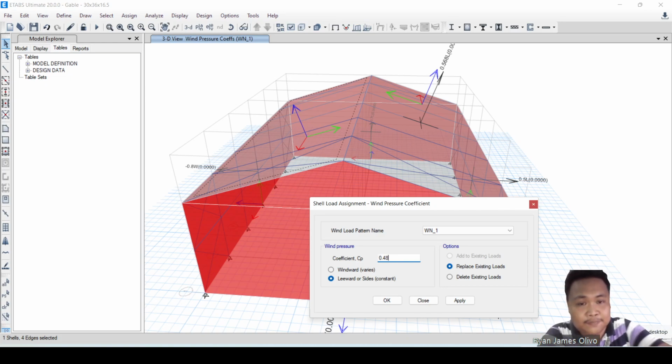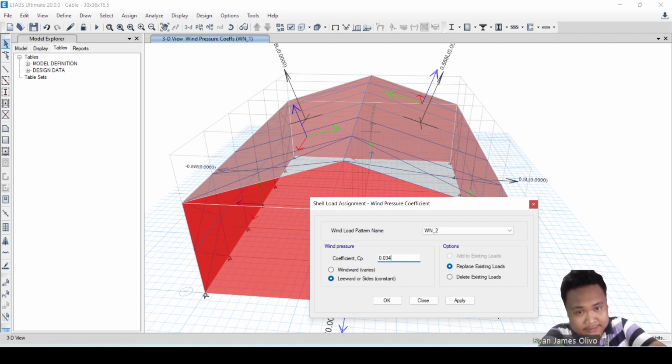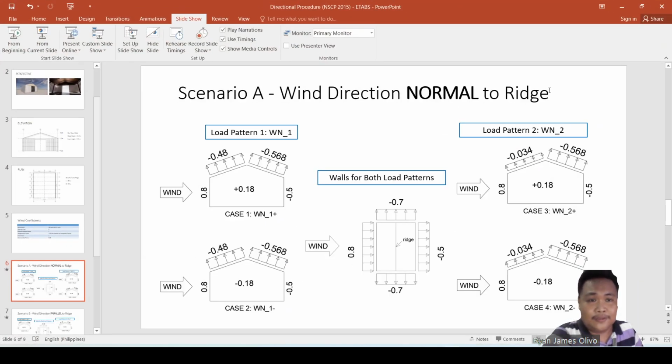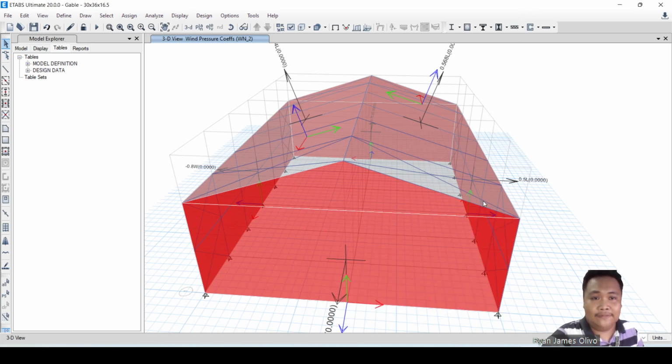I'll just put 0.48, not negative, because the positive here is the suction part. So apply. Then for WN2, it is 0.034. You can just forward this video if it's too long. So I apply it again. Sorry, just click the previous. I forgot to apply.